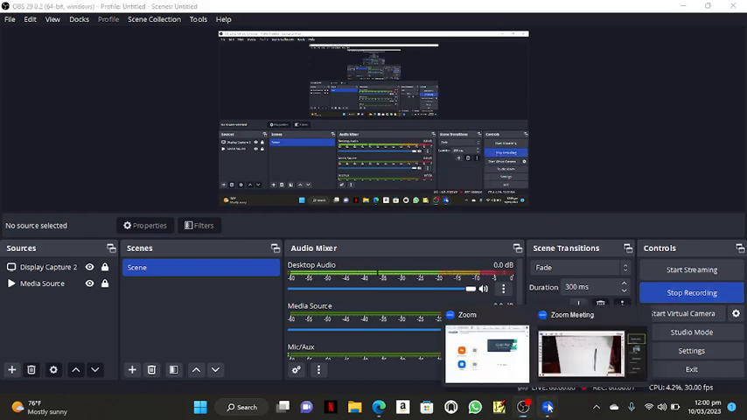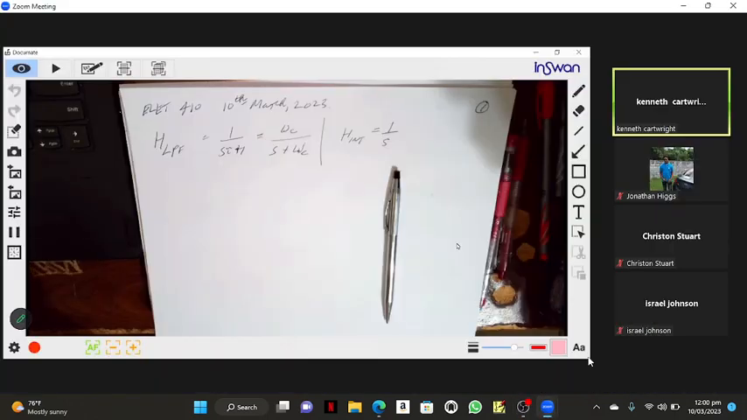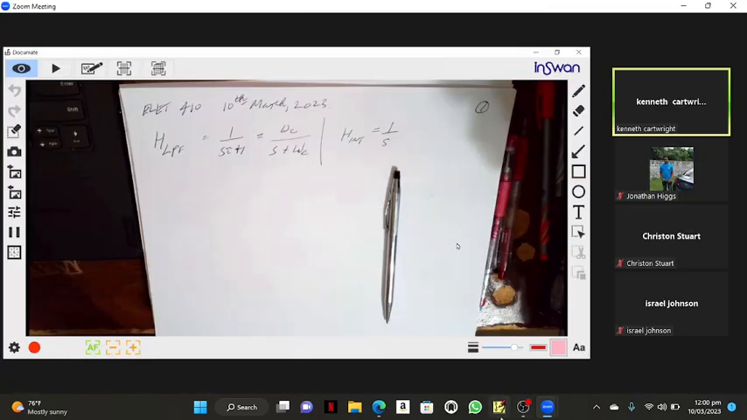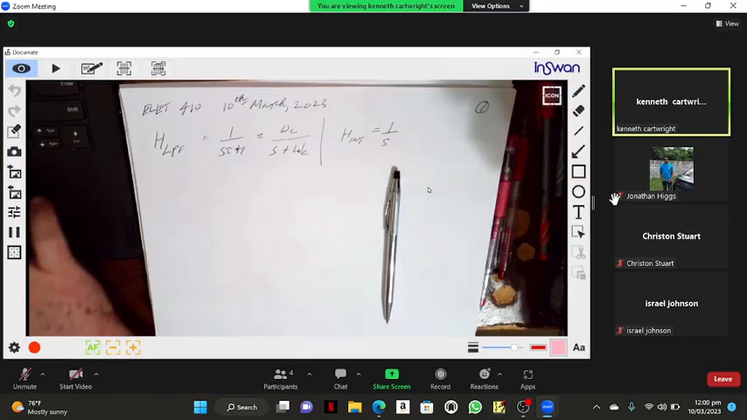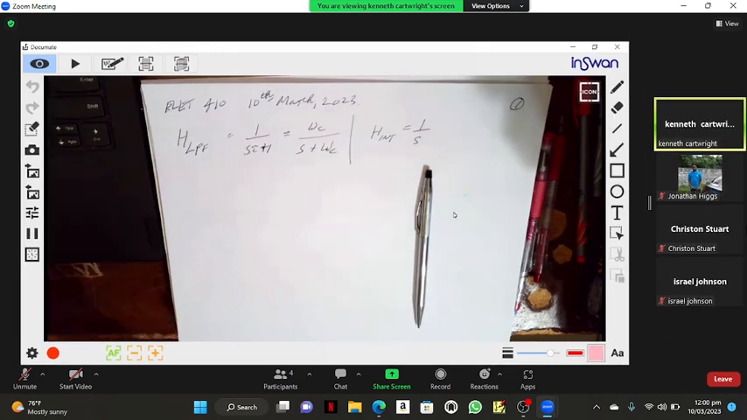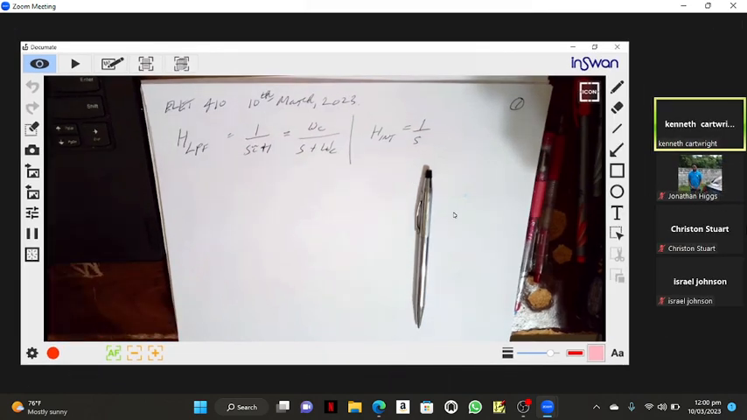On the left, we see the transfer function for a low-pass filter. That's the cutoff frequency divided by S plus the cutoff frequency. On the right, we see the transfer function for an integrator, an integrator that just integrates without any gain. Okay.